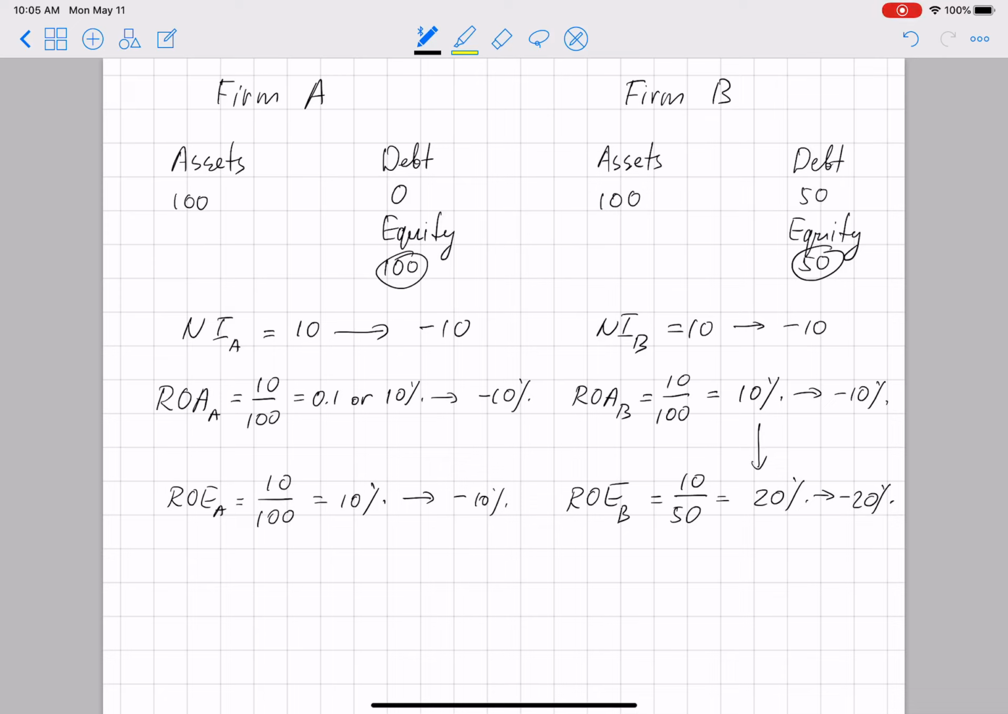But when things are not going well, when you generate a negative result, when your income is negative, when your ROA is negative, then you are exacerbating the problems. So instead of boosting your performance, you're exacerbating your loss. You're going from minus 10% to minus 20%. Okay? So that's where leverage becomes very, very tricky.